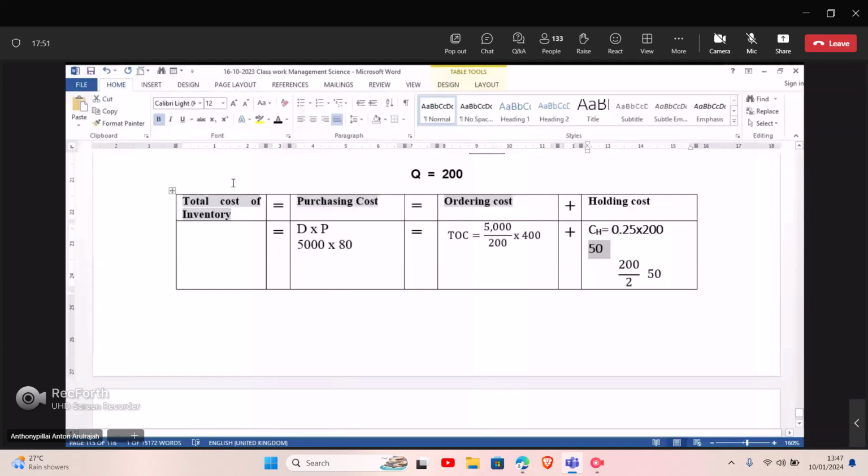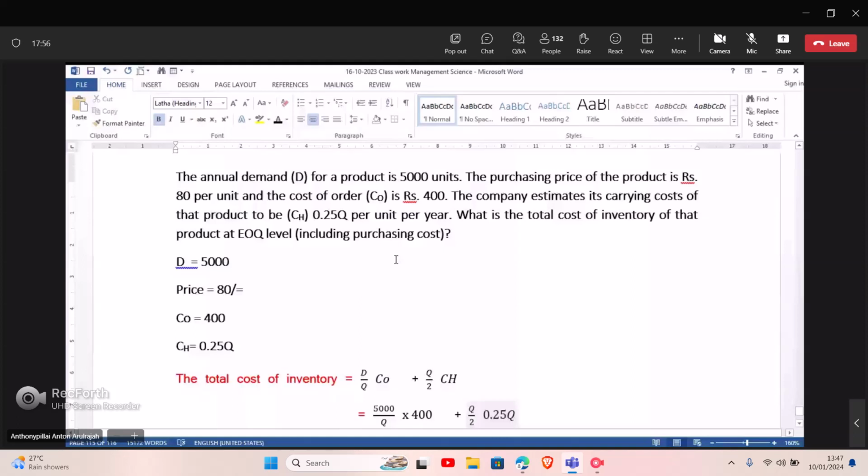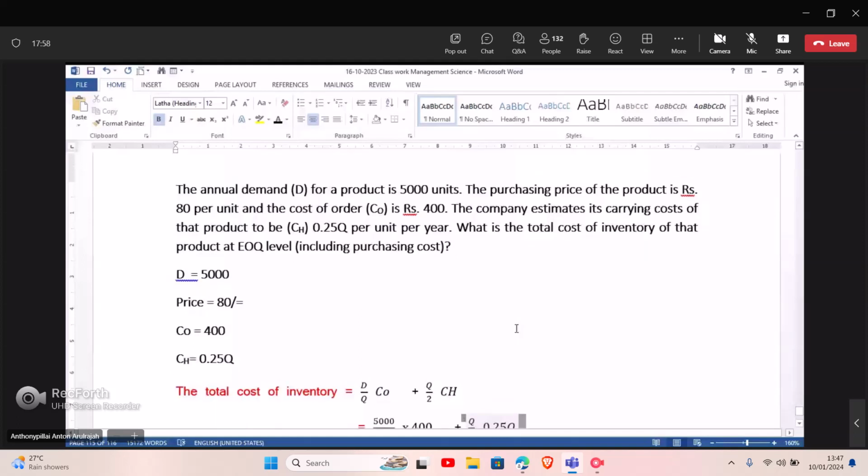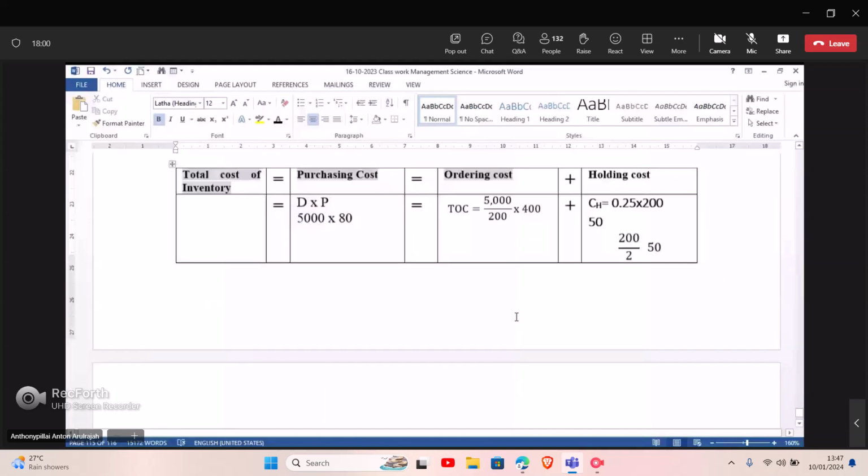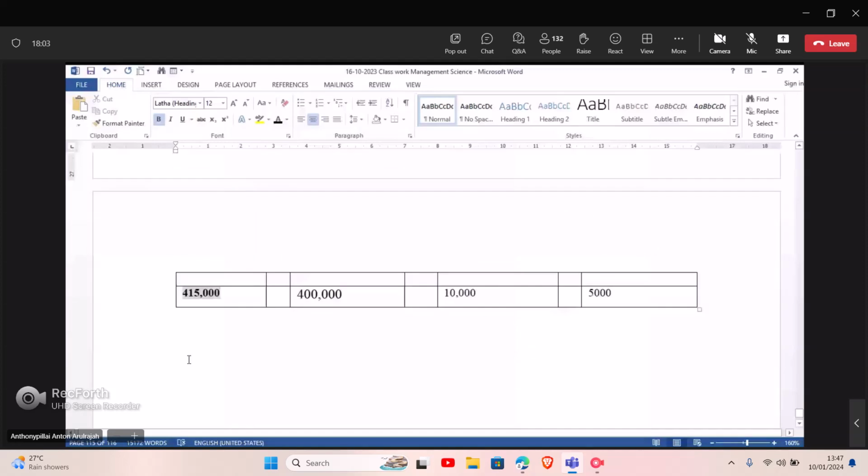So you see, simply to do that, the annual demand, know these steps and how to deal with that. Okay. You can simply score marks with this sort of question.